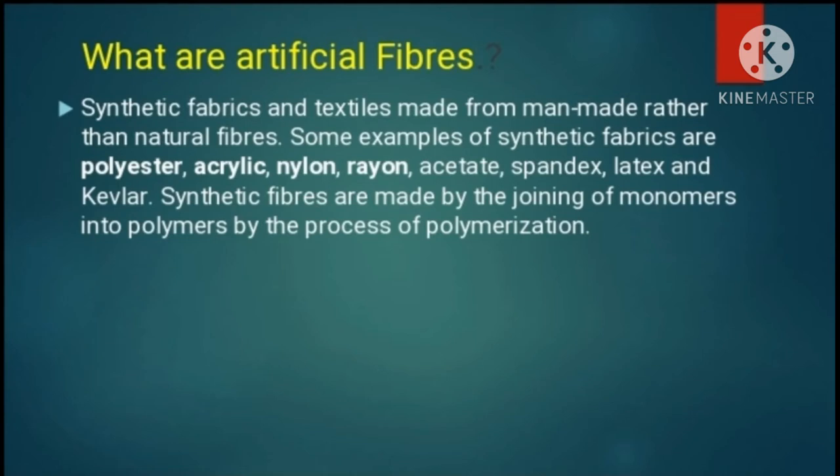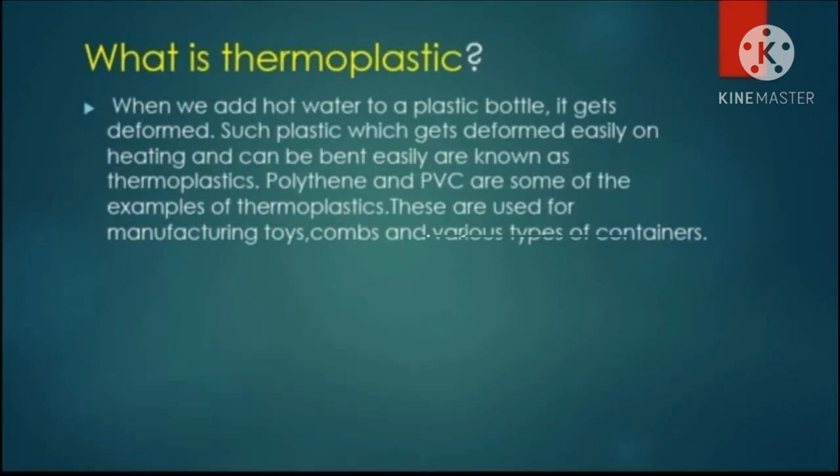Synthetic fibers are made by joining monomers into polymers by the process of polymerization. So in making artificial fibers, the process of polymerization is used. In this process, synthetic fibers are made by joining monomers into polymers, and this process is known as polymerization.